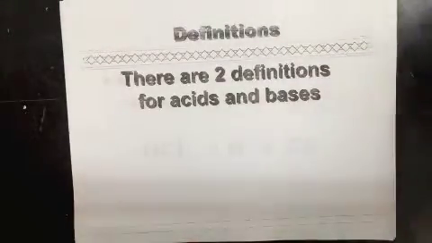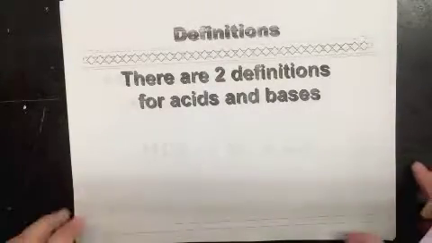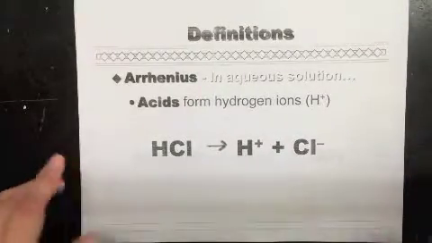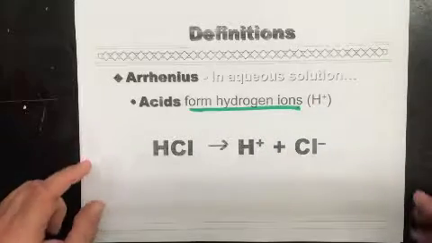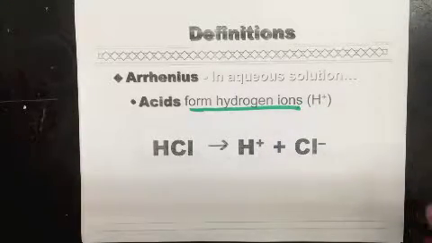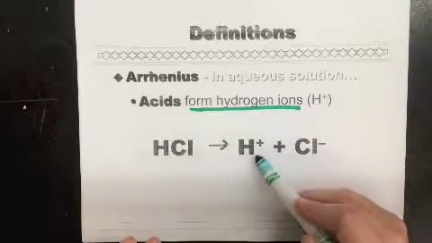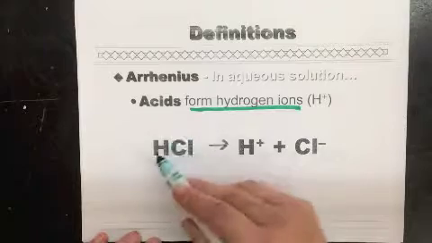Now for the definitions. There are two definitions for acids and bases. You've got to know both of the different definitions. So the first one is Arrhenius. Arrhenius said that an acid will form hydrogen ions when put into water. So for example, HCl, when you put it into water, it's going to break down into H plus and Cl negative. So therefore this is an acid.